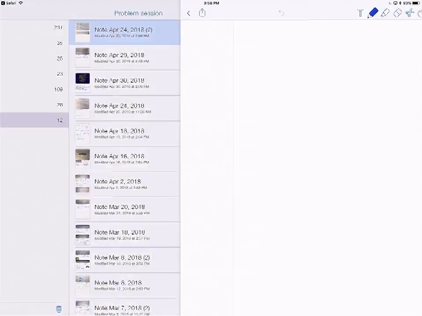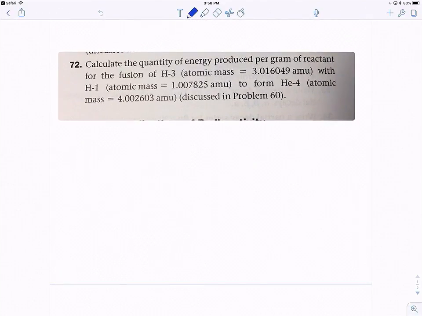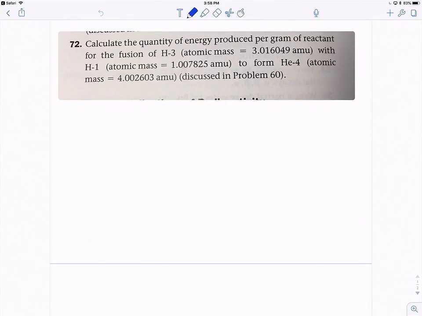So other questions so far? All right. So I wanted to do this. This is not on the test, but I wanted to do this problem anyways. Calculate the quantity of energy produced per mole of the reactant for the fusion of tritium with protium to form helium.